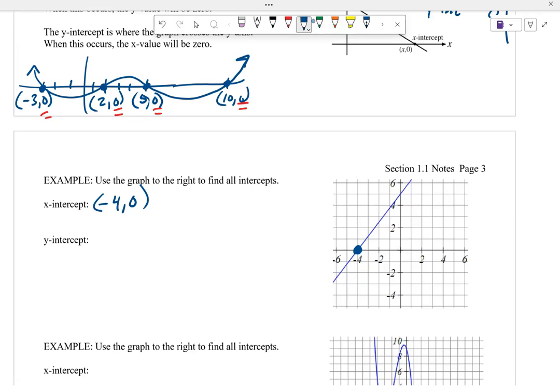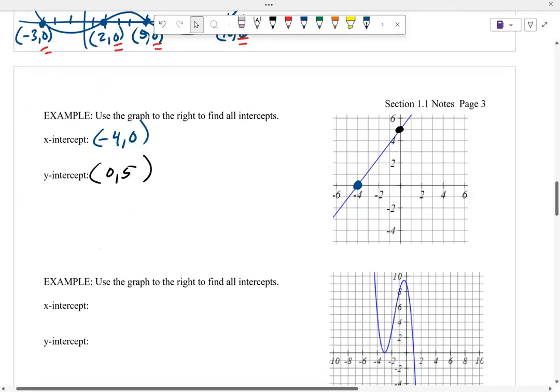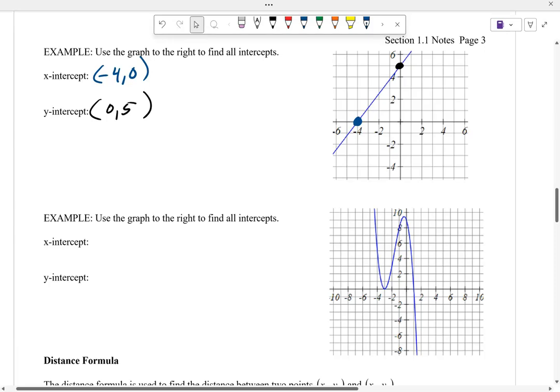-4, 0, right? So it has an x-intercept of -4 if you're just filling it out. If it's asking for the actual point, then you'd write -4, 0. The y-intercept, on the other hand, would be 0, 5, right? So it has a y-intercept of 5.